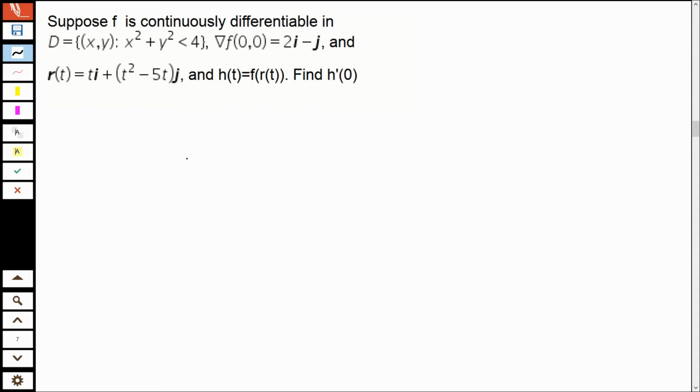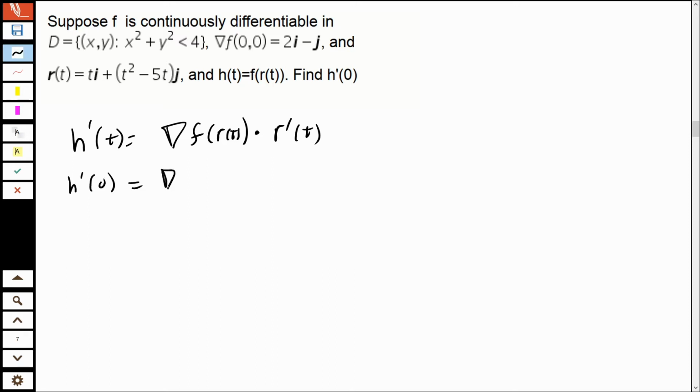Suppose that f is continuously differentiable and it gives us the gradient at 0. Find h prime of 0. I should probably find h prime of t first, that'll be easier. Since it's the composition of these two, the chain rule tells me it's the gradient of f at r of t dot r prime of t. So h prime of 0 is the gradient of f at r of 0 dot r prime of 0.